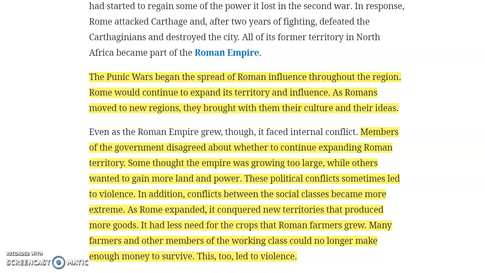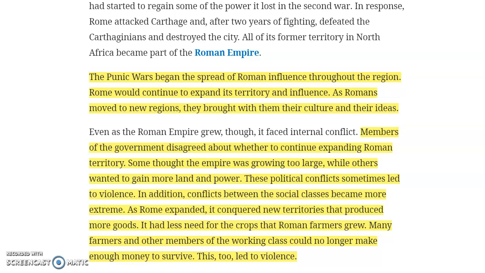So just like in China, ideas and goods were traded on the Silk Road. Well, when Rome is conquering all of these areas, they are also influencing other areas, and the other areas are influencing them. So they had a lot of territory and a lot of influence. They brought with them new cultures and ideas. And the last thing they talked about here is as they grew in Rome, there were also some conflicts.